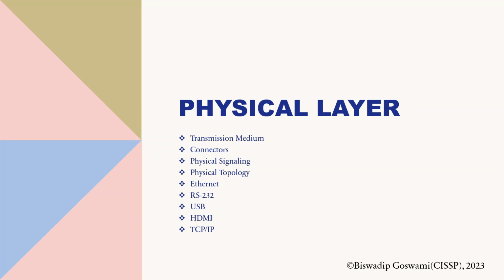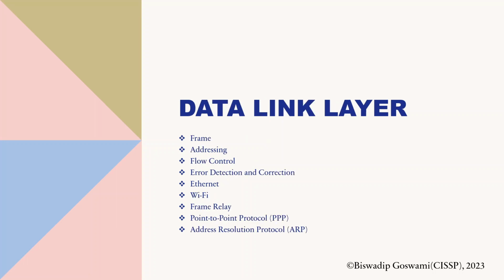TCP/IP. It is a suite of protocols used for data transmission over the internet. It includes several layers of protocol, including the physical layer, data link layer, network layer, transport layer, and application layer. So, overall, in summary, the physical layer of the OSI model is responsible for the physical transmission of the data over the network, and it includes connectors, physical signaling, and physical topology, and supports a variety of ports and protocols such as Ethernet, RS-232, USB, HDMI, and TCP/IP.